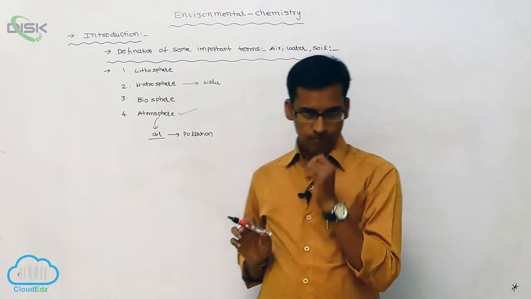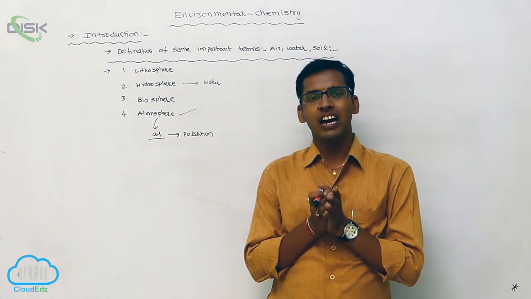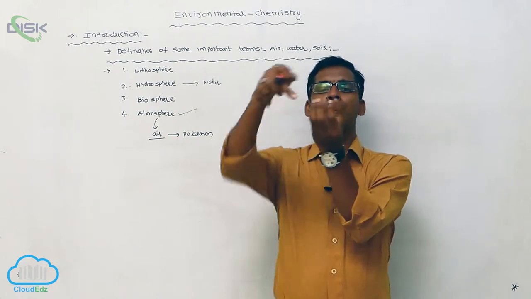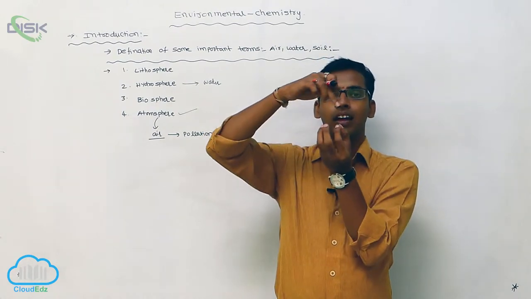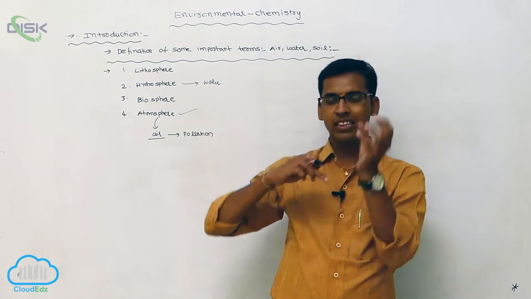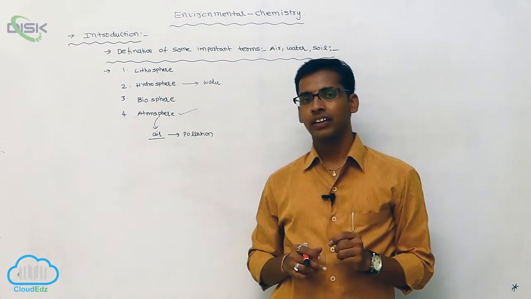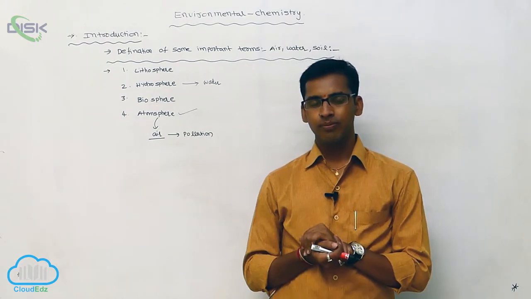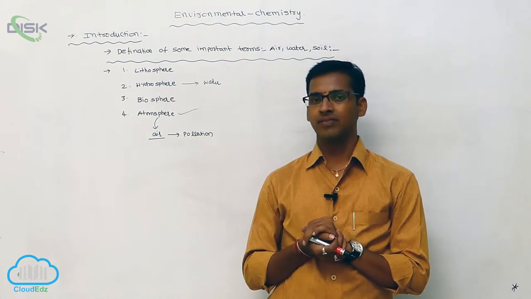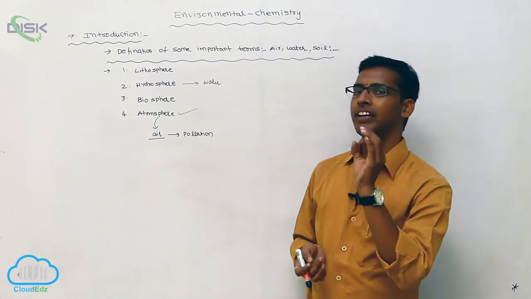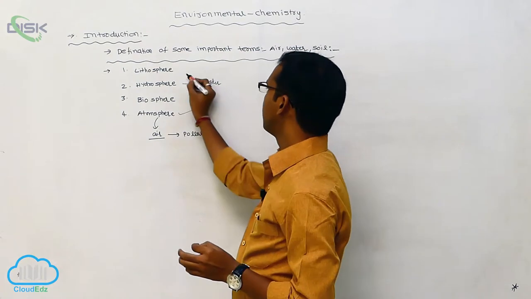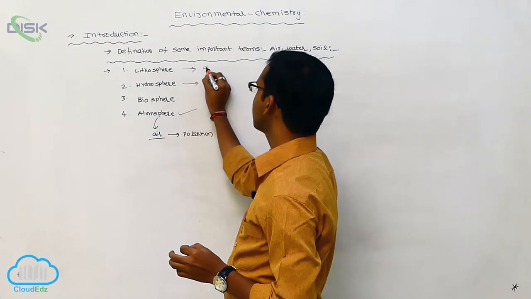Lithosphere. Lithosphere is the outermost surface of Earth, which is located as soil or dust particles. The significant factor for the lithosphere is soil.